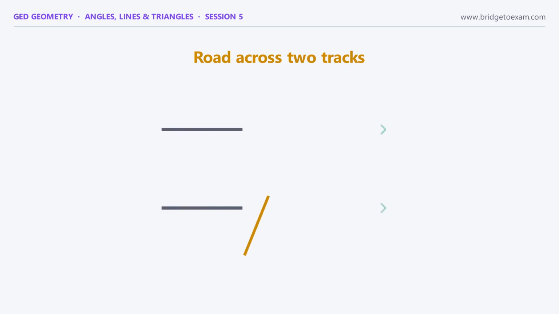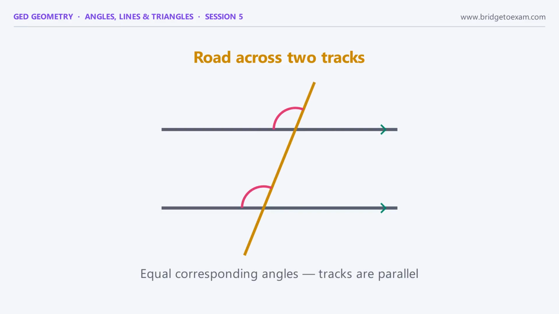Let's see it in the real world. Picture a straight road crossing 2 parallel train tracks. The angle the road makes with the first track is exactly equal to the angle it makes with the second track. Those are corresponding angles, and they're equal precisely because the tracks run parallel. Surveyors, builders, and mapmakers use this fact all the time to transfer an angle from one line to another without measuring twice.